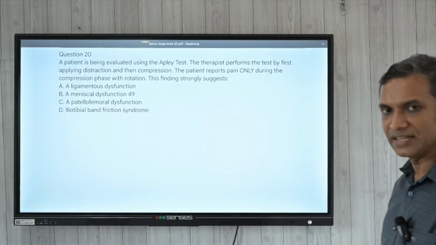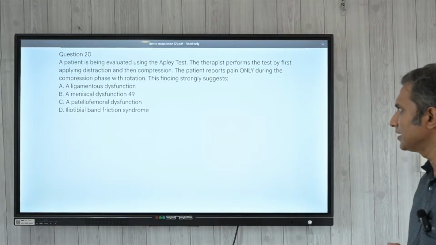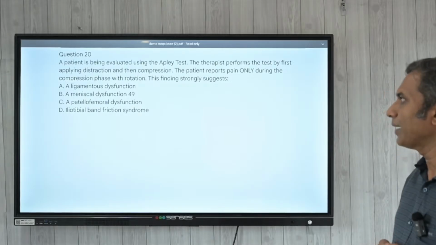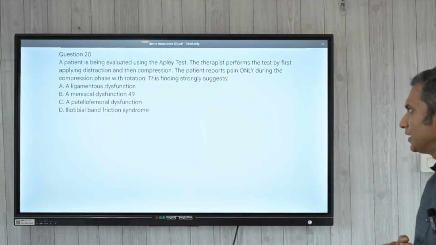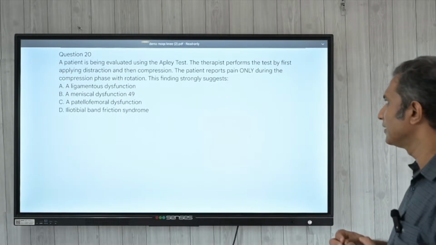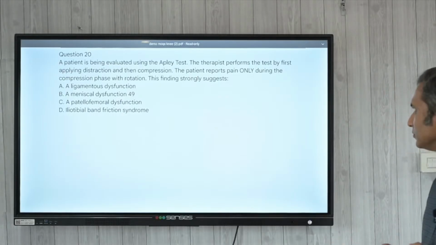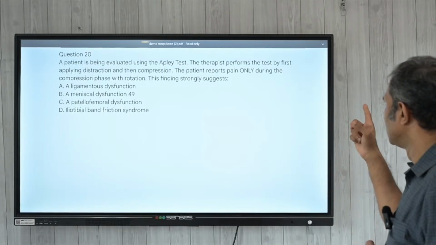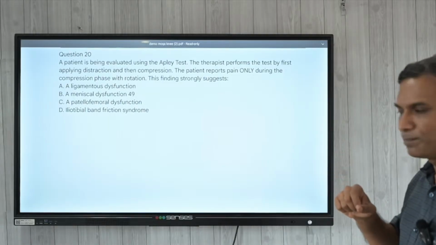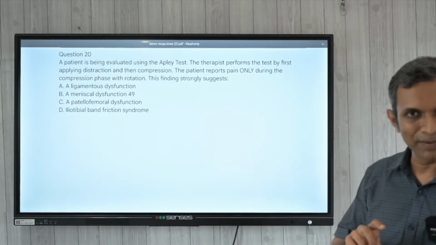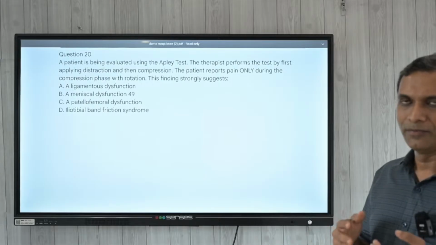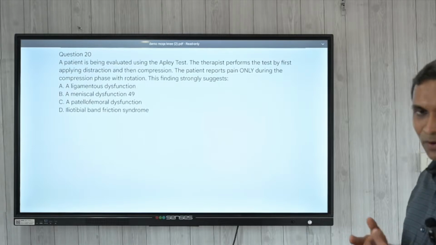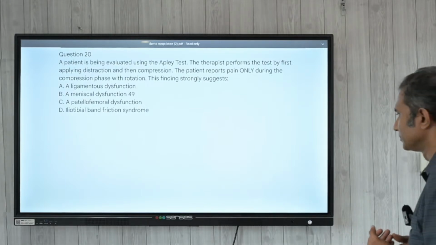This strongly suggests option A, ligamentous dysfunction, option B, meniscal dysfunction, option C, patellofemoral dysfunction, option D, iliotibial band friction syndrome. The guiding factor here, the patient reports pain only during compression with rotation. So think, when we are applying compression with rotation, which would be the structure that would be at fault, and come to a conclusion.